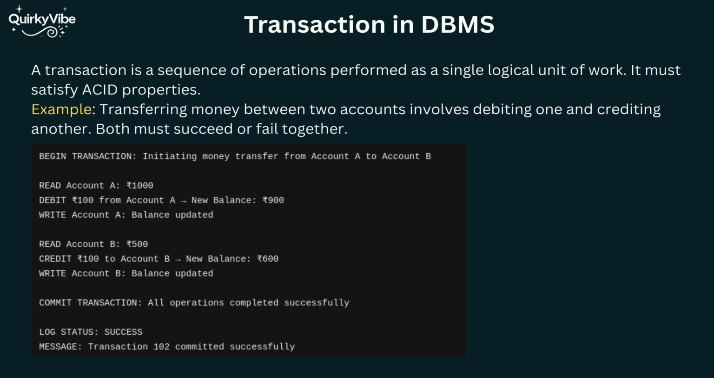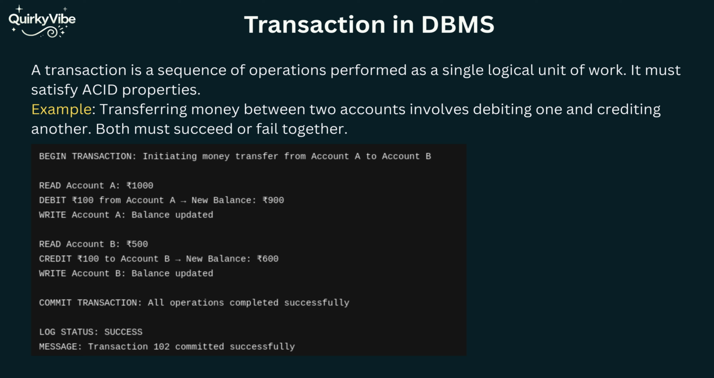Step 3, debit 100 rupees from account A. We subtract 100 rupees from account A. This new balance, 900 rupees, is written back to the database. Step 4, read balance of account B. Next, we check the balance of account B, it currently holds 500 rupees.